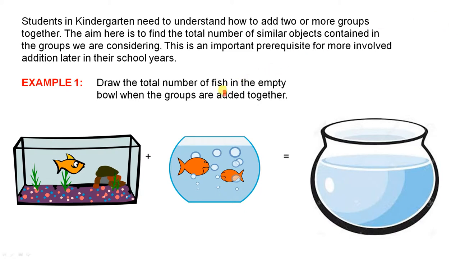Here's a very basic question. We have a fish tank here with one fish and another fish tank here with two fish. Draw the total number of fish in the empty bowl when the groups are added together. So if you add the number of fish in that group plus the number of fish in that group, just get them to draw the total number of fish in that bowl there.